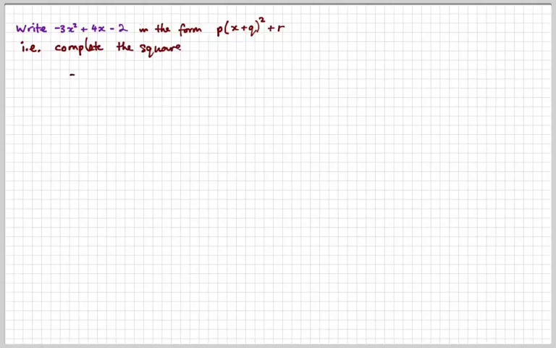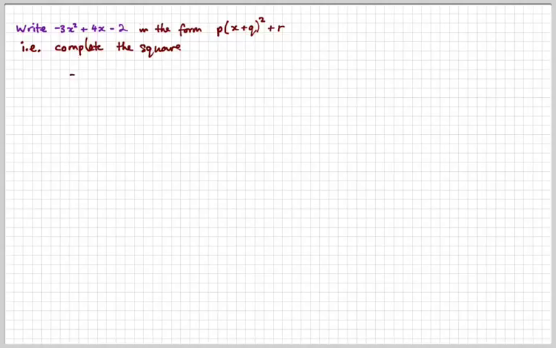So we're going to look at the question, write minus 3x squared plus 4x minus 2 in the form p brackets x plus q squared plus r. This question is saying, complete the square. Okay? We're going to use similar methods to ones we've just talked about, and I'll go into a little bit more detail about shortcuts to those.